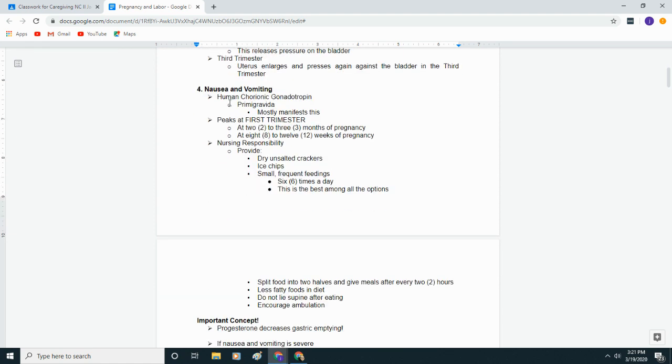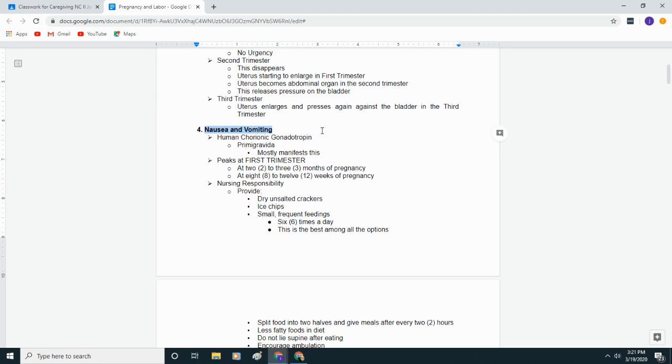Next, nausea and vomiting. Because of the increase in the level of HCG, or human chorionic gonadotropin, there are changes in hormones. That's why you have nausea and vomiting, or what we call morning sickness. HCG increases at 2 to 3 months of pregnancy.